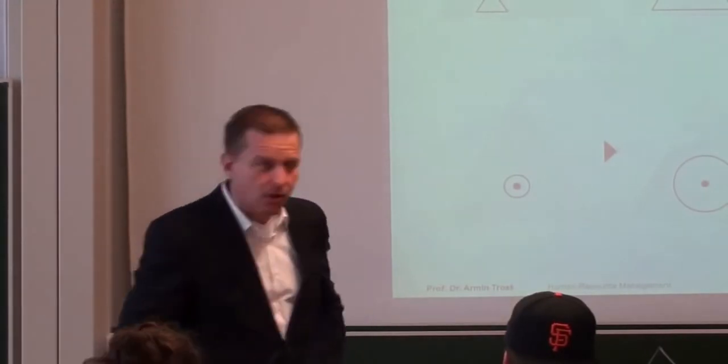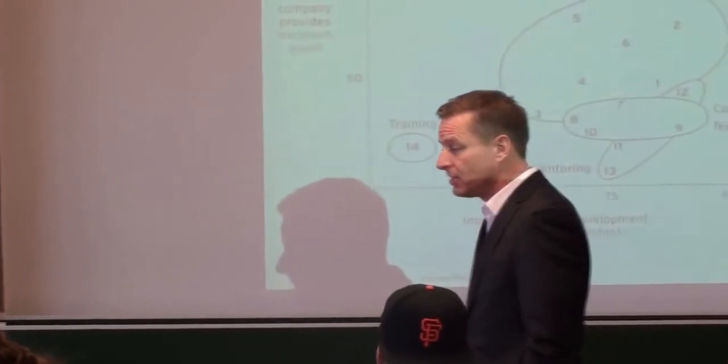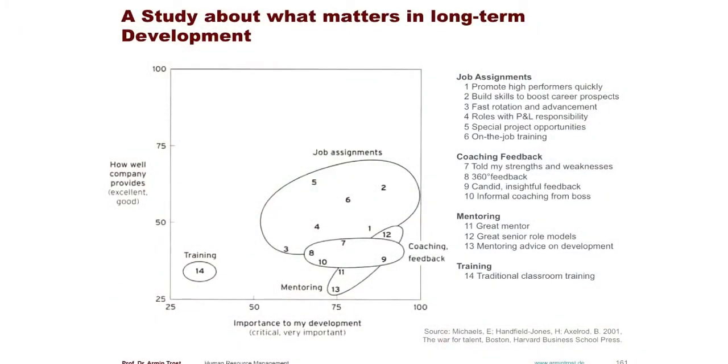Okay, now let's talk about some very concrete development measures. And here is a picture, again, taken from the War for Talent. They made a study, a very interesting study. They asked managers who really succeeded, what was important in your career? What helped you to succeed in your career? Okay? And the most important axis is the horizontal axis, the importance of different development measures. And here we already find a huge portfolio, a huge range of different things companies can do. From training, mentoring, 360-degree feedback, rotation, roles with special project opportunities, whatever.